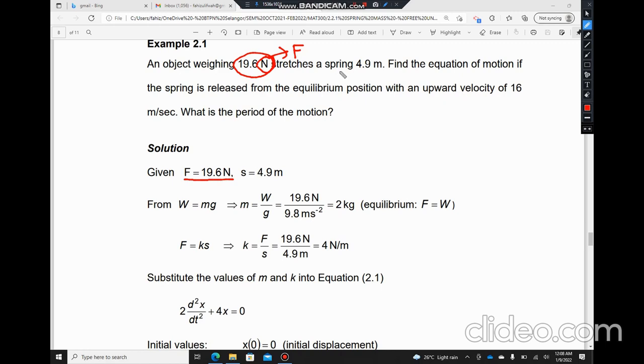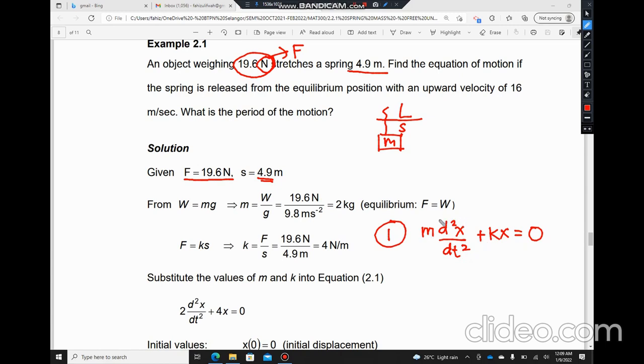Okay, stretch a spring 4.9 meter. Maksudnya bila kita gantungkan mass, dia asalnya yang ni panjang asal, so dia stretch a spring 4.9 meter. So this one s equals to 4.9. Okay, so since dia adalah simple harmonic, kita tahu formula dia adalah m d square x dt square plus kx equals to 0. So yang ni first case kita lah untuk simple harmonic motion.